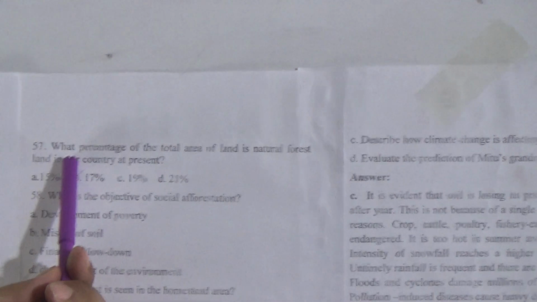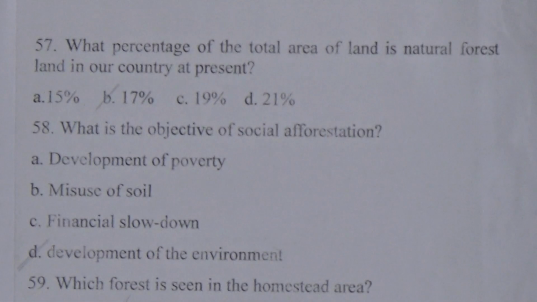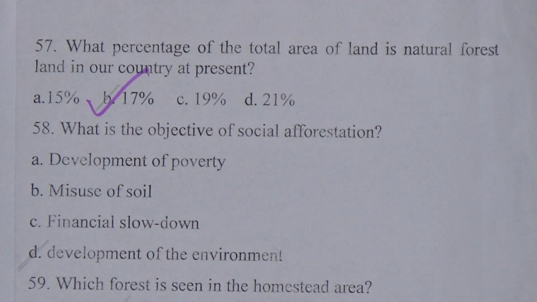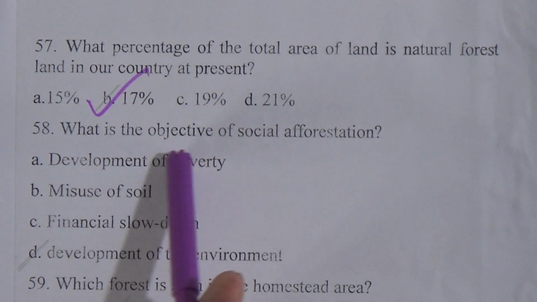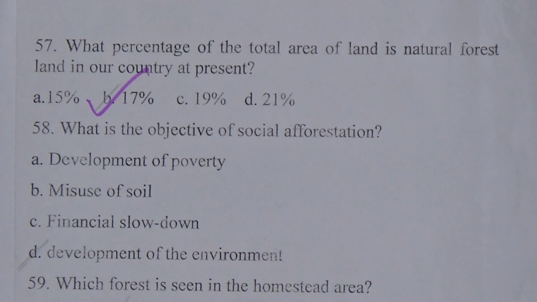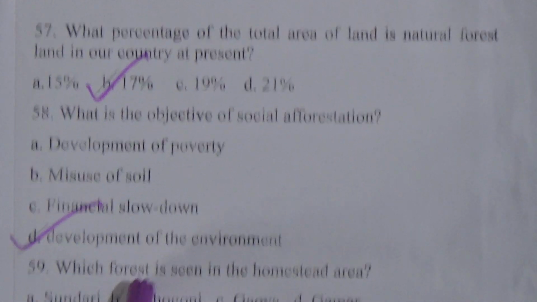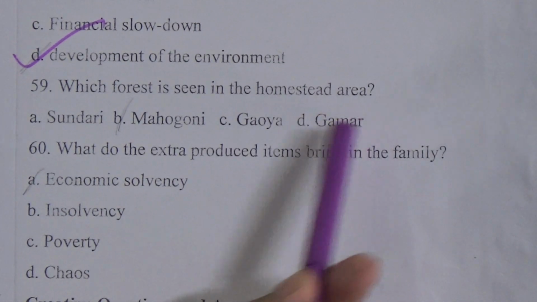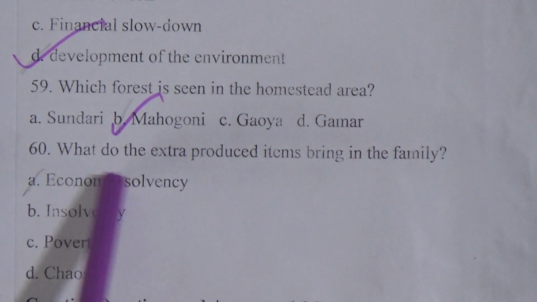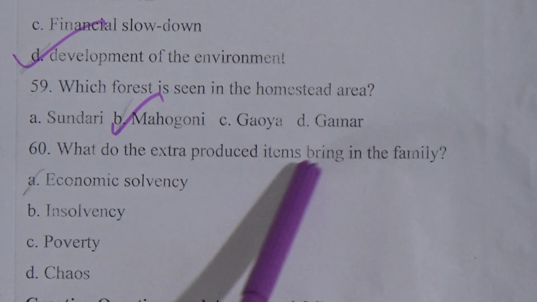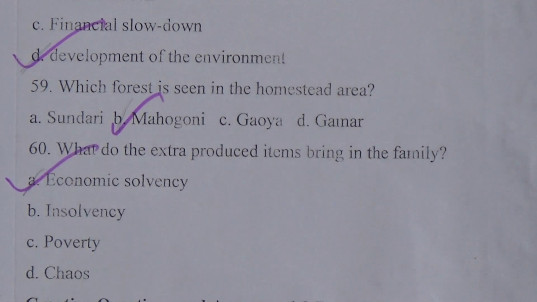Now go to question number 57. What percentage of the total area of land is natural forest? Ours has only 17% land, but we should have 25% land. What's the objective of social afforestation? The objective of social afforestation is to develop the environment. Which forest is seen in the homestead area? Mahogany. We can usually see mahogany in our homestead area. What do the extra produced items bring to the family? It can bring us economic solvency.